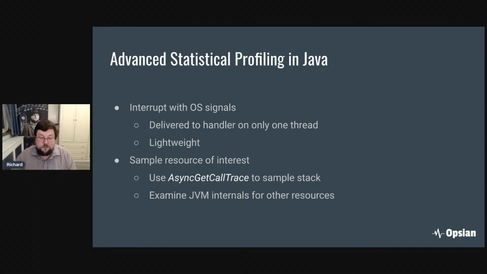The JVM itself has a method called AsyncGetCallTrace that lets you read the sampled stack. It says async here, and that means it's async-safe, so it's something that can be called within a signal handler. There are limitations on what you can do within signal handlers in order to read data. You can't call malloc, for example. That's not an async-safe method; it's not reentrant. You can also examine the JVM internals if you want to read other things about what's going on, for example, the state of the thread.